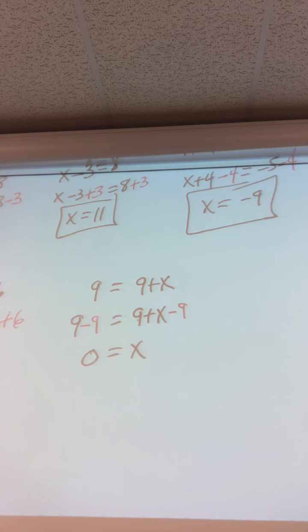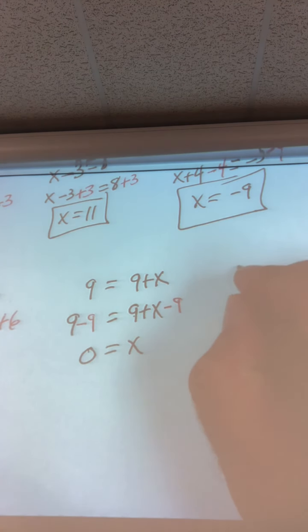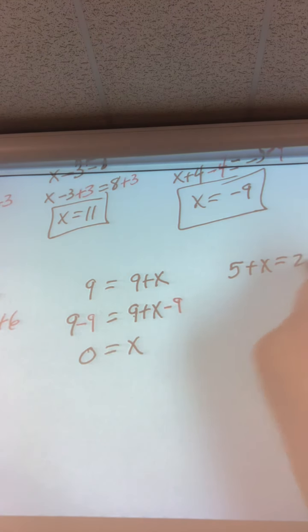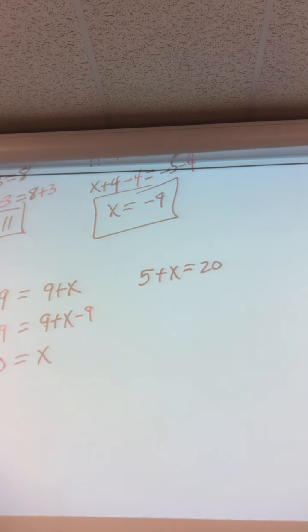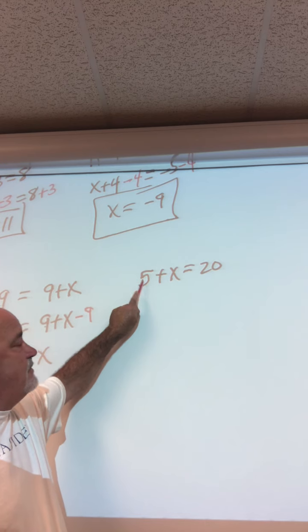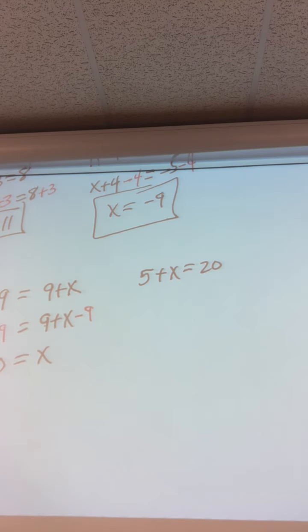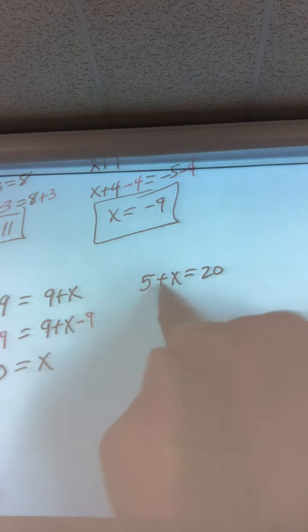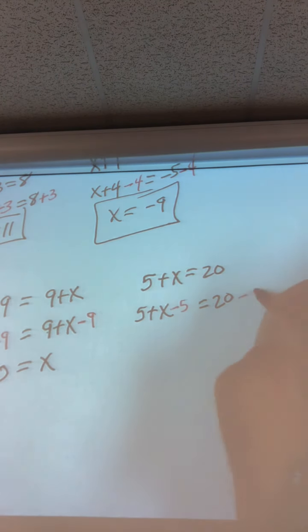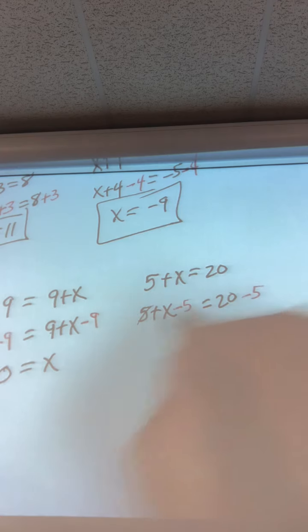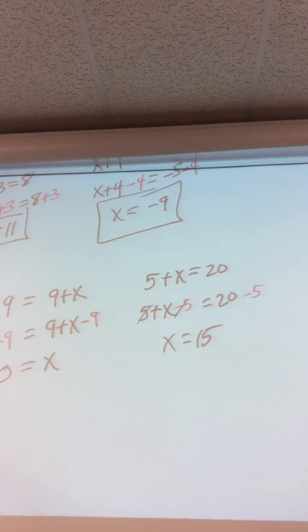Okay, now let's change it up just a little bit. Well, let me work this one, then I'll work the next one I want to work. 5 plus x equals 20. Okay, so I want to get rid of this 5. Now, how do I get rid of that 5? Well, this is adding 5, so what I'm going to do is subtract 5 from both sides. When I do, the 5's add out, and so that leaves me with x equals 15.